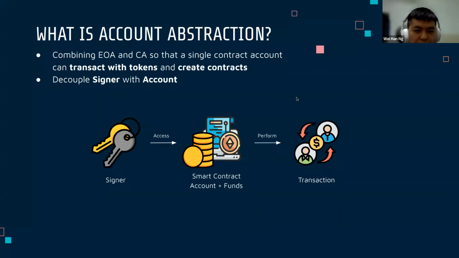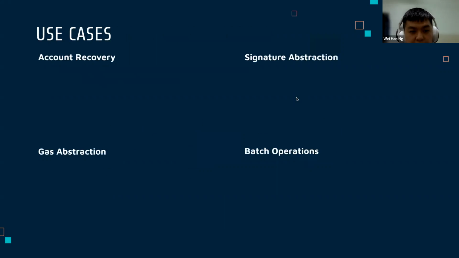Okay, so now that hopefully you understand what account abstraction is, let's talk about the use cases, which is the fun part. Generally, there are four major categories of use cases: account recovery, signature abstraction, gas abstraction, and batch operations. But to be honest, with account abstraction you can unlock a lot of different things. It's really up to your imagination what kind of application you can build, because it's really, really wide. But let's explore some of the major ones.